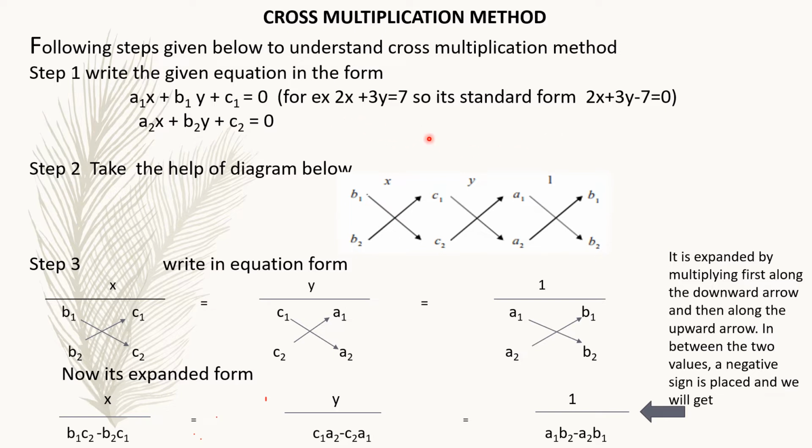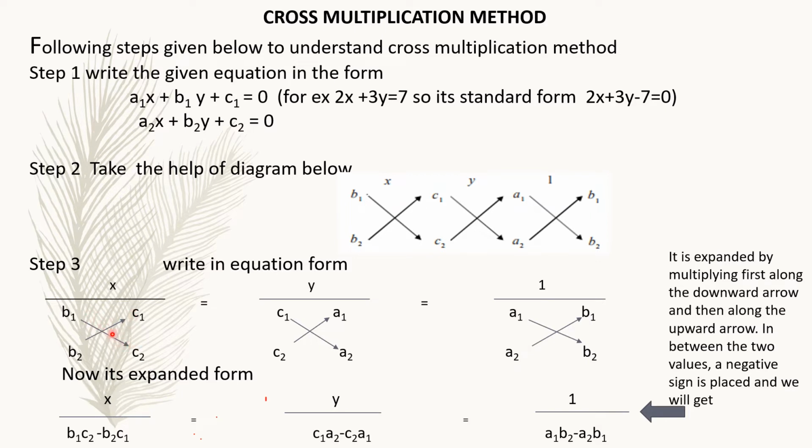Now after it you should follow step 2. In step 2, arrange the given coefficients in this form. It's a pattern. Now let us come to step number 3. In step number 3, you write in equation form. Here x upon b1 b2, c1 c2, equals y upon c1 c2, a1 a2, equals 1 upon a1 a2, b1 b2, and put arrows between them.